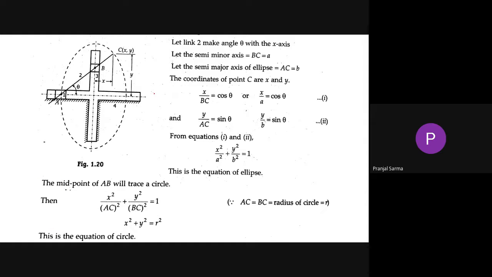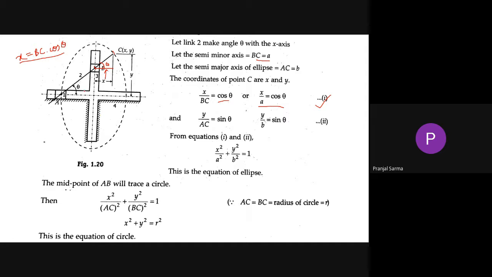If I draw here, this angle is also going to be theta only. So this is once again x. So we can write x equal to this length, that is BC, into cos of this angle, cos theta. So from here we can write cos theta equal to x by BC. Similarly, x by a, since BC we have already considered as a, equals cos theta. Let's call it equation number one.